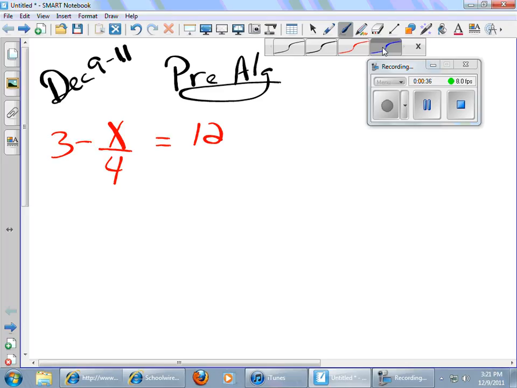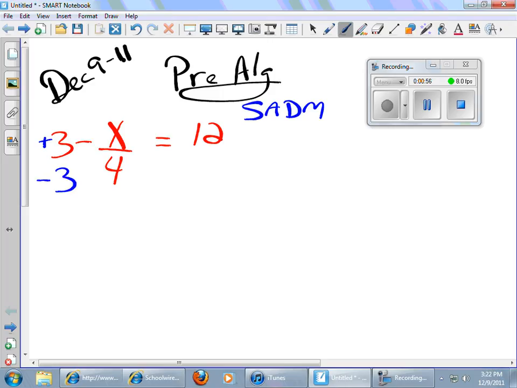What numbers are keeping the x from being alone? The 3 and the 4. The 3 is attached by, don't say subtraction, it's attached by addition. Why? Because it's a positive 3. The 4 is attached by division. Sanam tells me to undo the addition before I undo the division. So to undo that, I will subtract 3 from both sides.